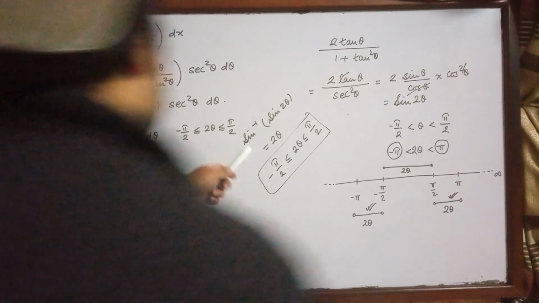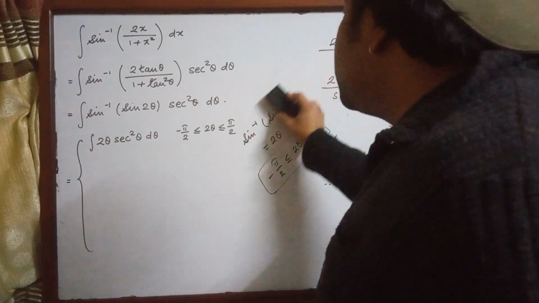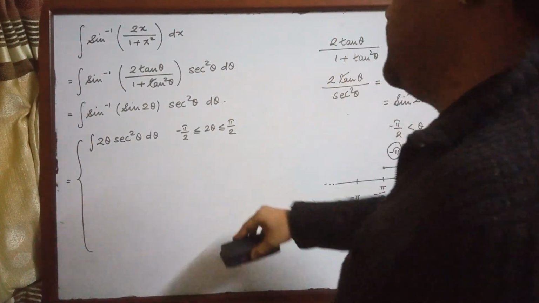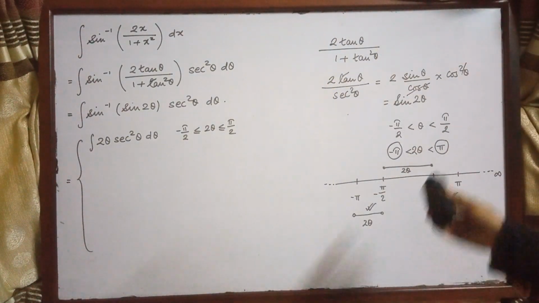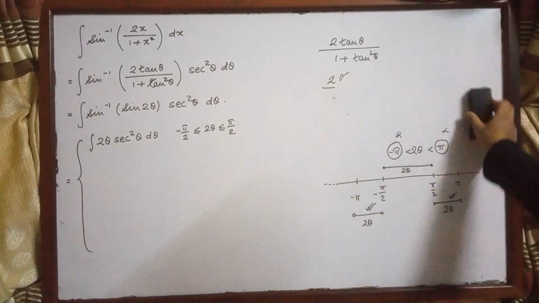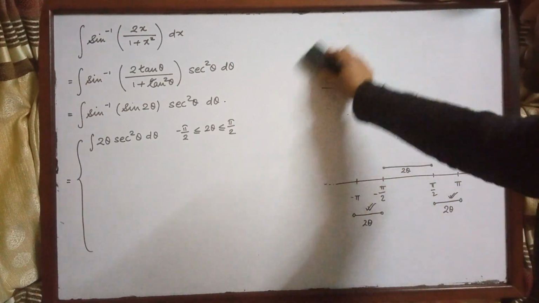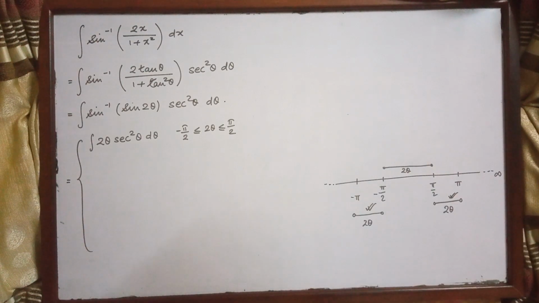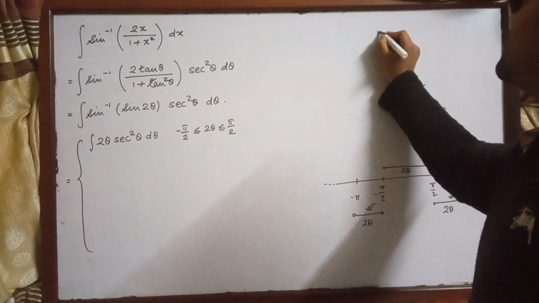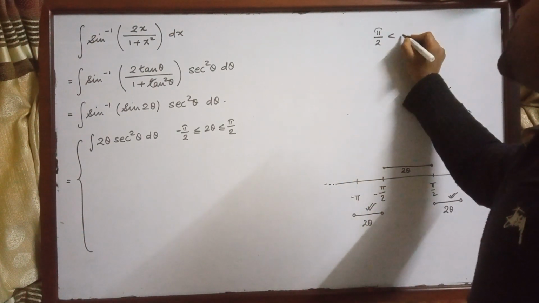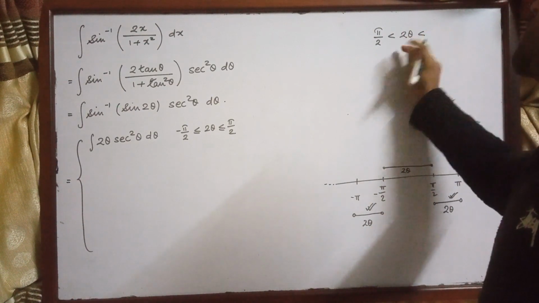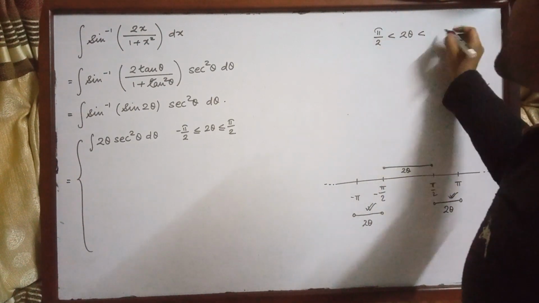As long as this condition holds. What if this condition does not hold? What if we have twice theta to be between pi by 2 and pi?